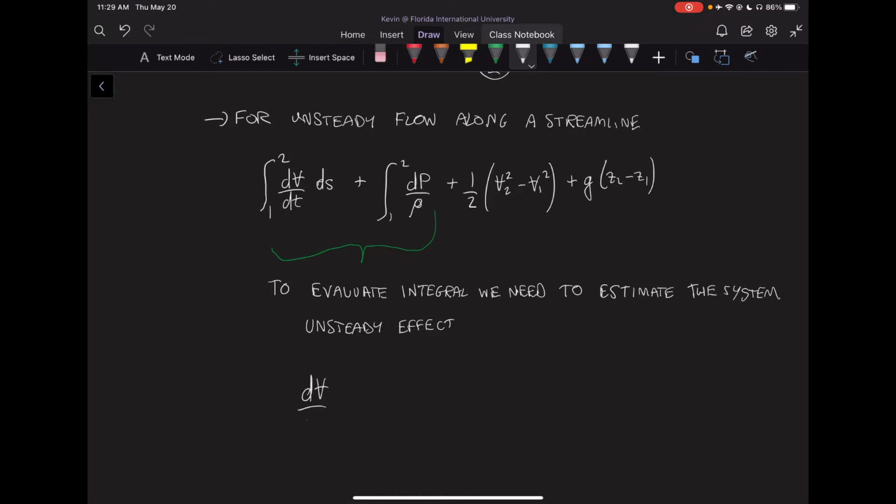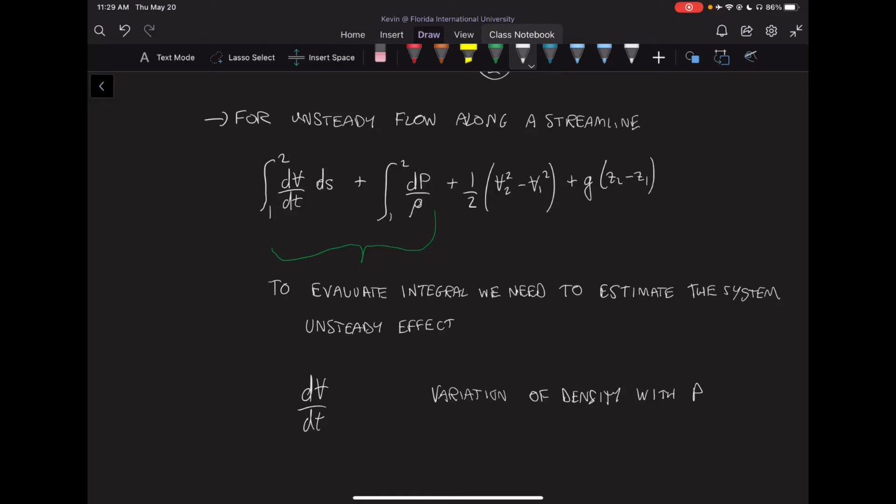So one term is dv over dt, so the change in velocity with time, and the other term is we have to know about the variation of density with pressure. So we need to come up with relations for the variation of density with pressure, and we need to know how the velocity changes with time.